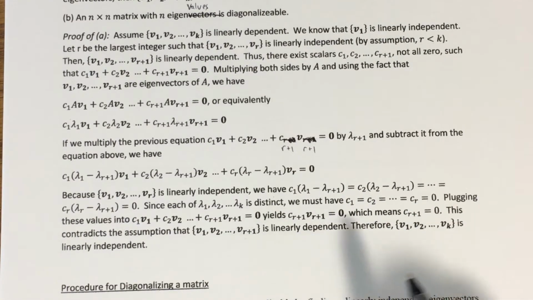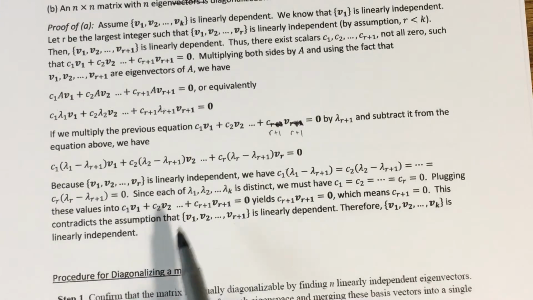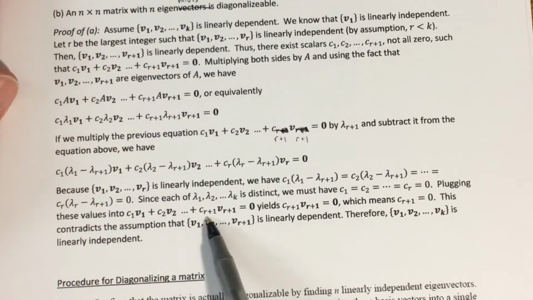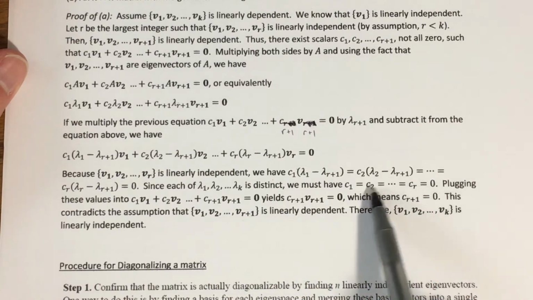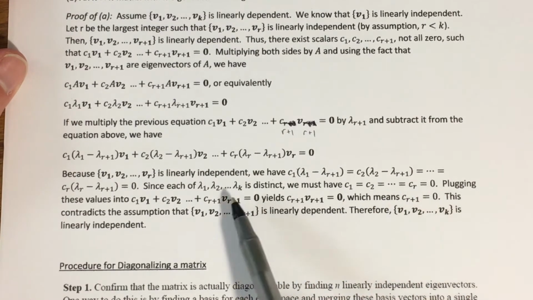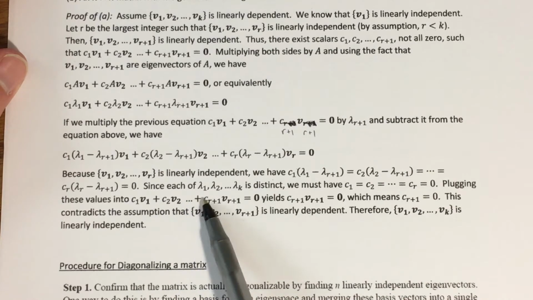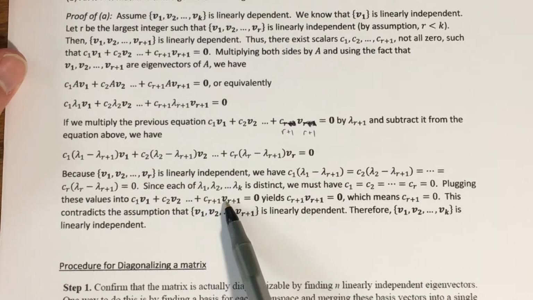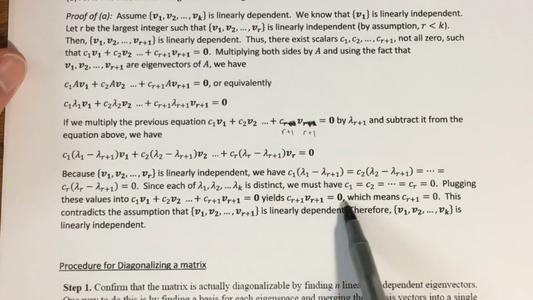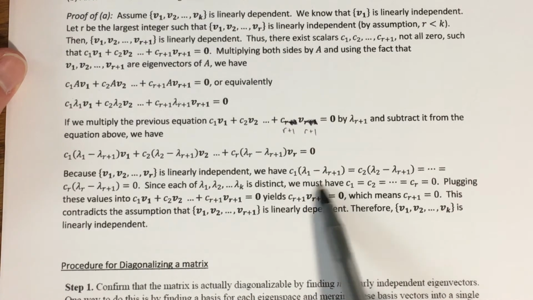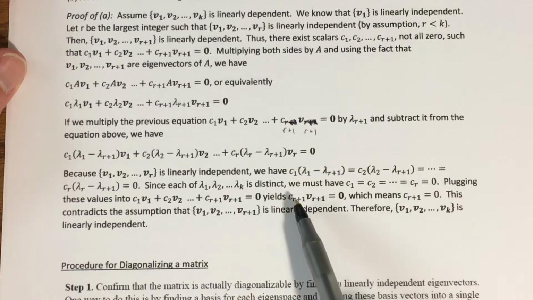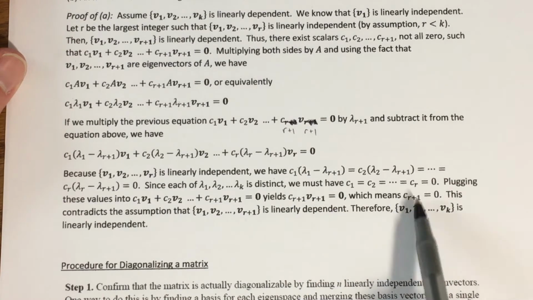Okay, but if we go back to this equation that we had up there, c1 v1 plus c2 v2 plus all the way through to c_{r+1} v_{r+1} equals 0, plugging in all of the c1 through cr equal to 0 into this linear combination on the left-hand side leaves me with only the last term here, c_{r+1} v_{r+1} equals the 0 vector. That's what we have right here. What that implies, because remember, eigenvectors are non-zero, is that if this product is equal to 0, the scalar itself, c_{r+1}, must be equal to 0.